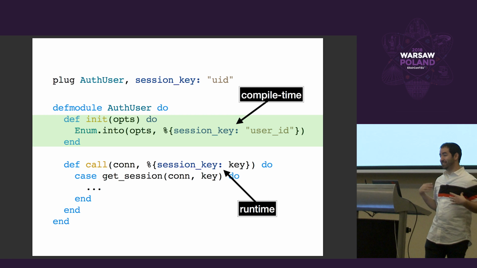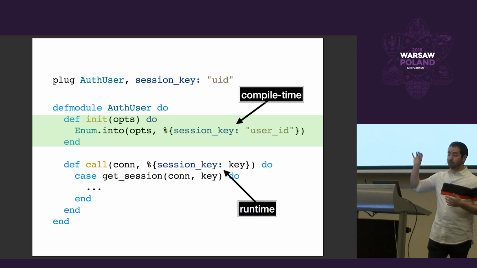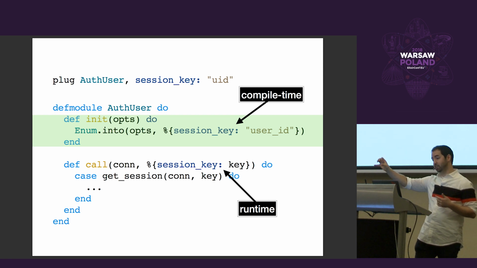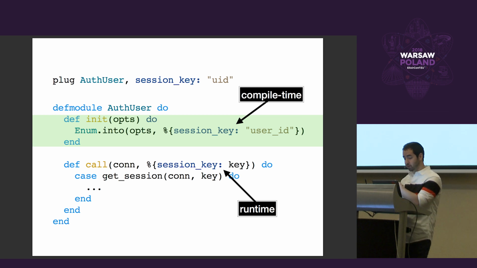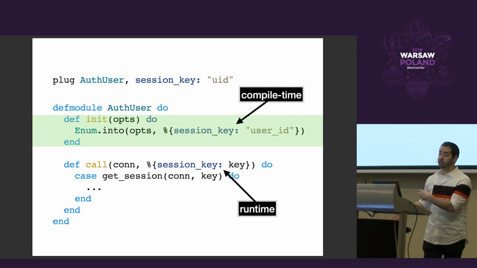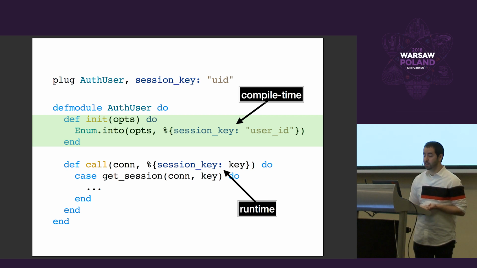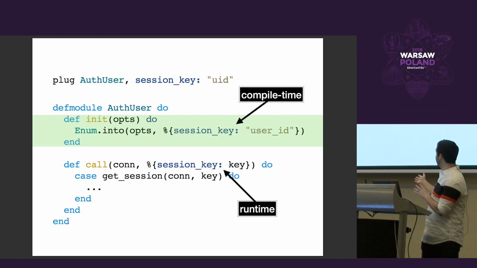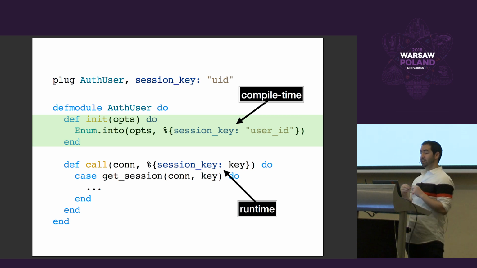So this way, if we have 10,000 requests a second, we don't have to take the keyword list with session key, default it, convert it to a map, and then run your code. There's no reason for us to do that 10,000 times a second if we can do it once at compile time, right? So this is an optimization that we want. This is a good thing, but we need to understand why our compile time issues happen because of this optimization.